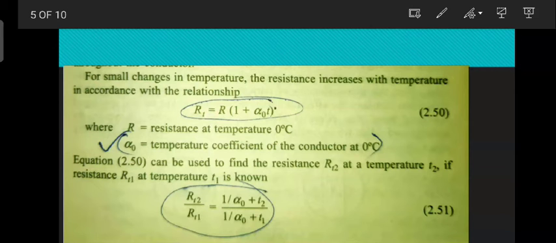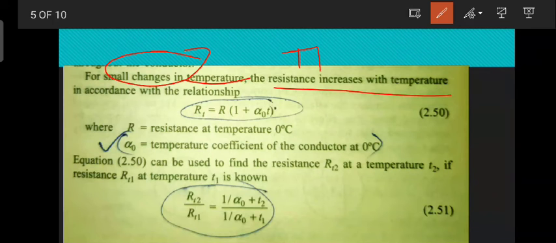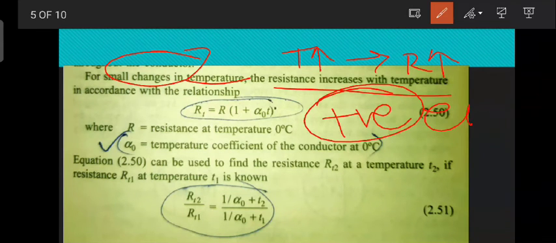If temperature is changed, then what is the effect on the line resistance? For a small change in temperature, the resistance increases with increase in temperature. So if temperature increases, our resistance will simultaneously increase. This is our positive effect. So this relationship is here.